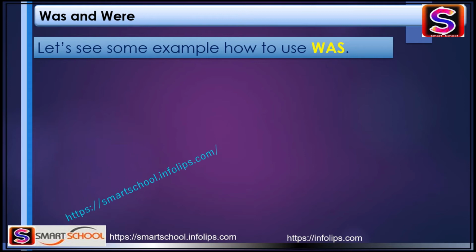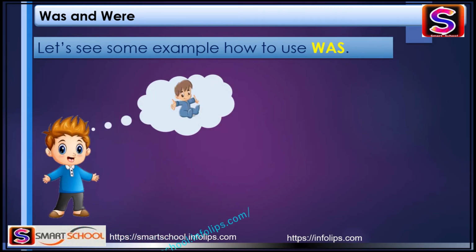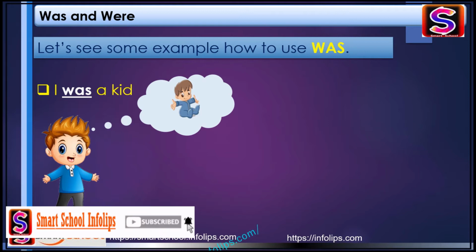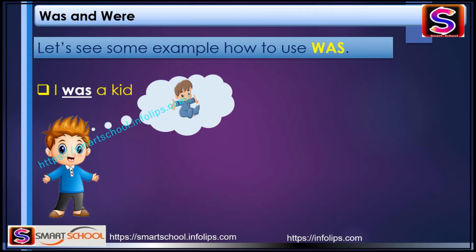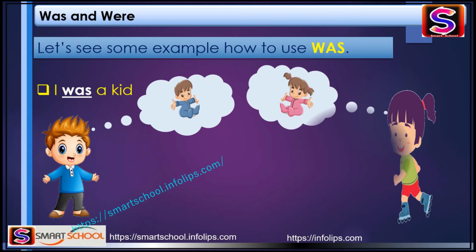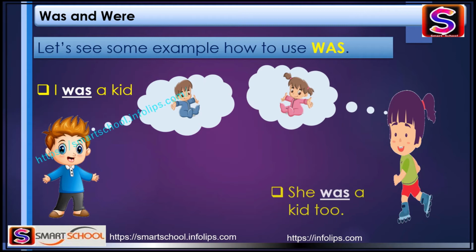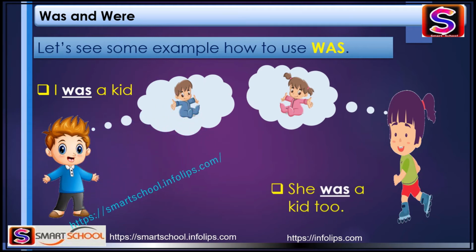Let's see some examples of how to use was. See, there is a picture. The boy is thinking of when he was a baby. So what will he say? I was a kid. Okay. Let's see the next example. See, that girl is also thinking of when she was a kid. So what will that boy say? She was a kid too. Means in the past she was a kid. Now she is a girl. Okay. So like this, that action happened in the past. For that purpose, and for a singular person, we use was.